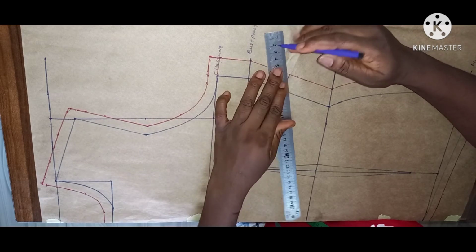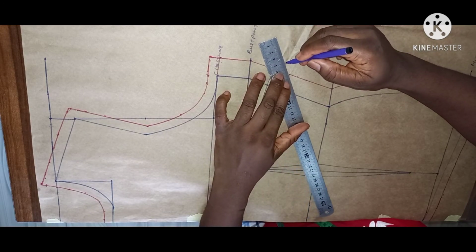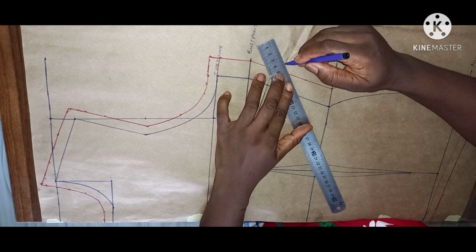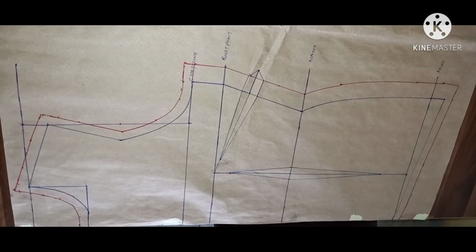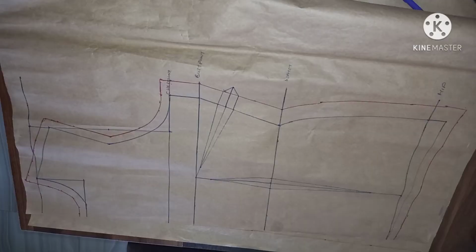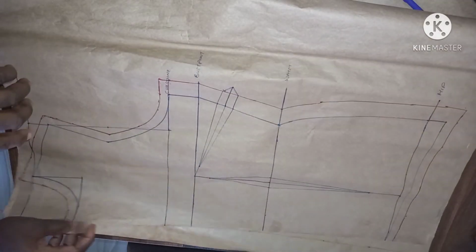So guys, that is it. It's quite easy, right? This is our front bodice. So right now we're going to draft our back bodice.